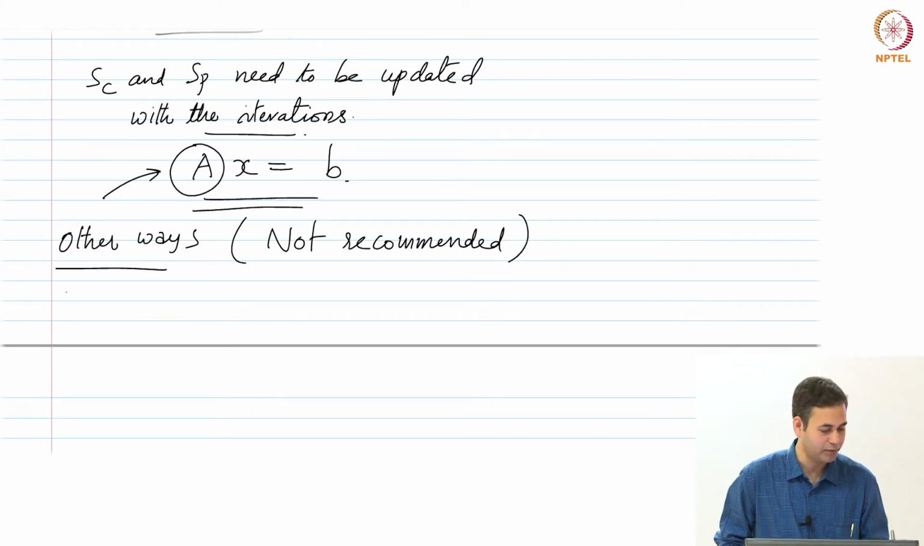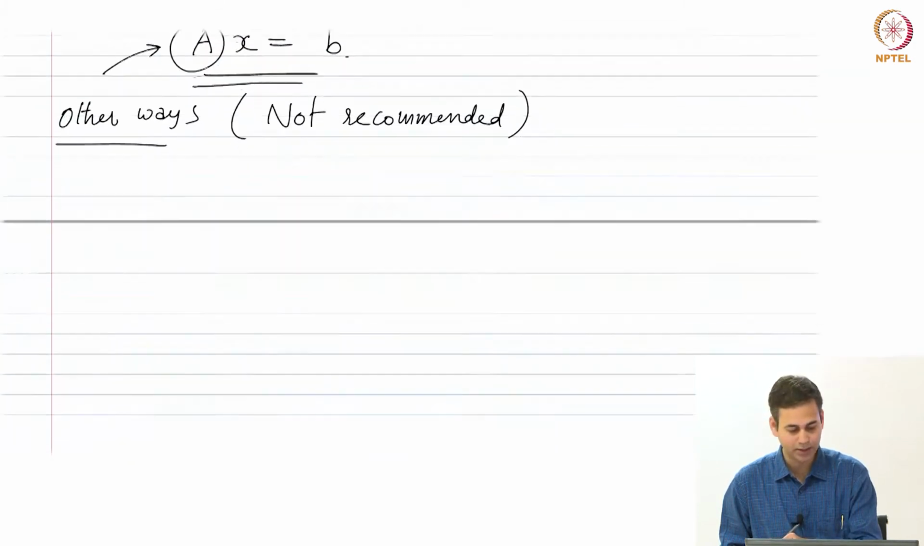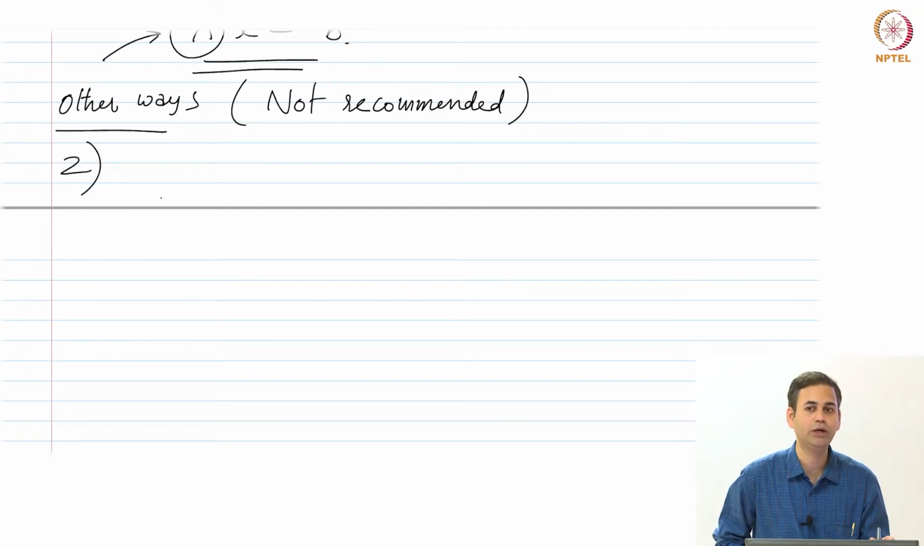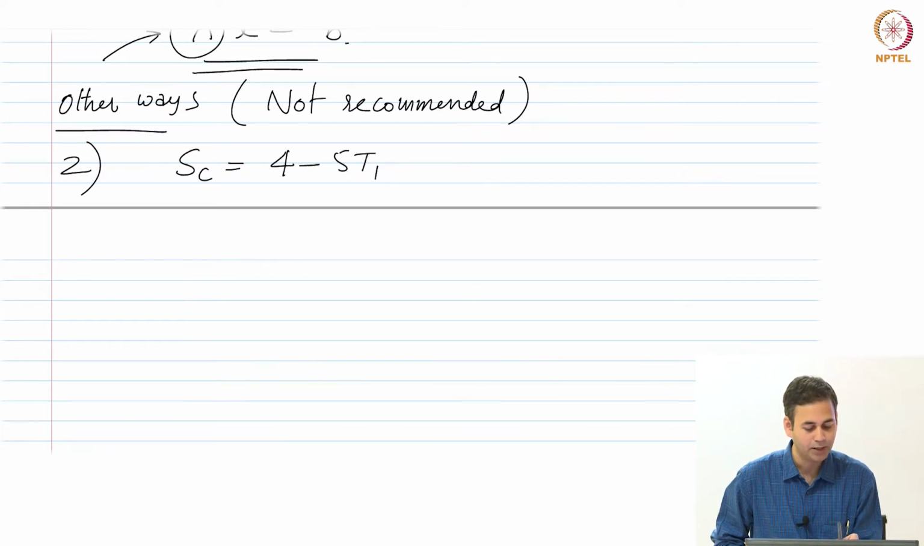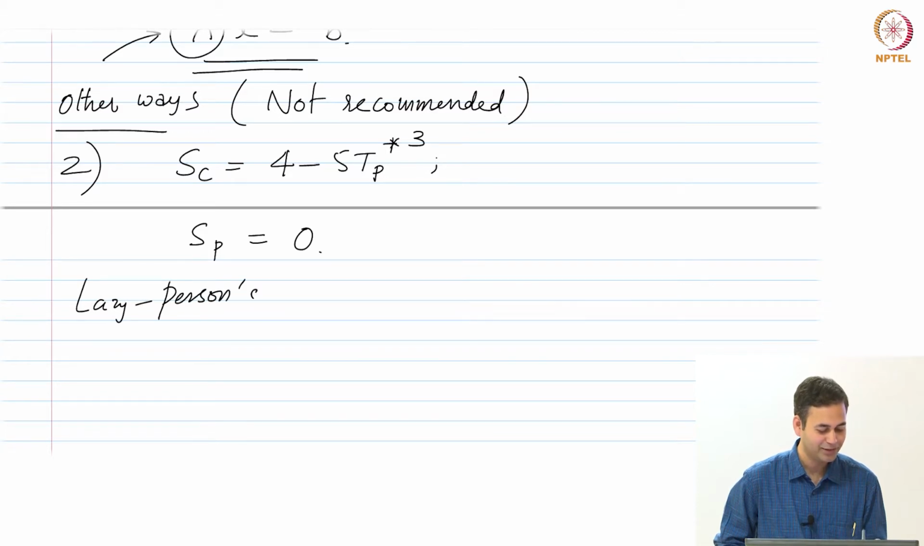Now, the Taylor series one is basically model 1. So, let me call this model 2. Model 2 would be, you can just say, what if I just use SC equals 4 minus 5 TP star cube, and SP equals 0. You could of course do this. You just dump everything in the constant and say SP is 0. So, this is of course a lazy person's approach, where you just dump everything in the source term in the constant.